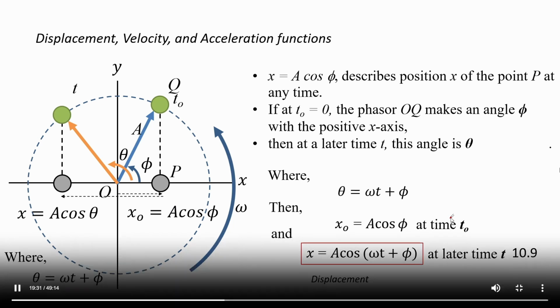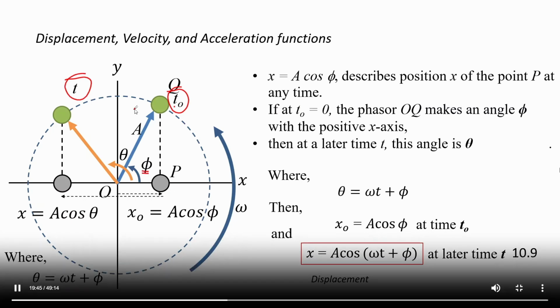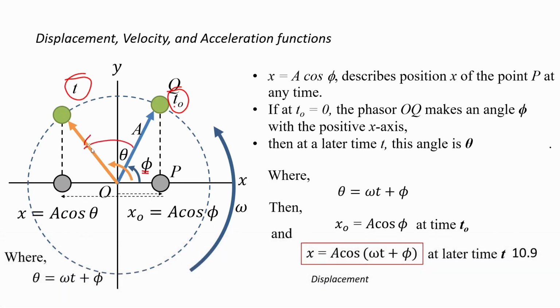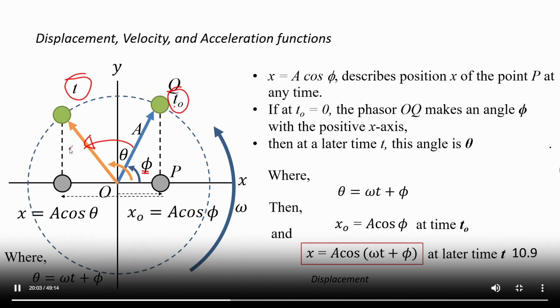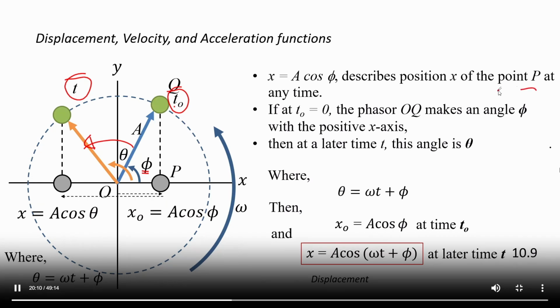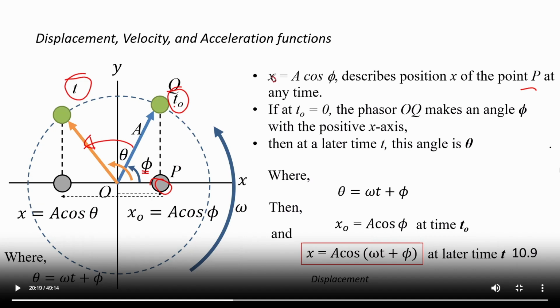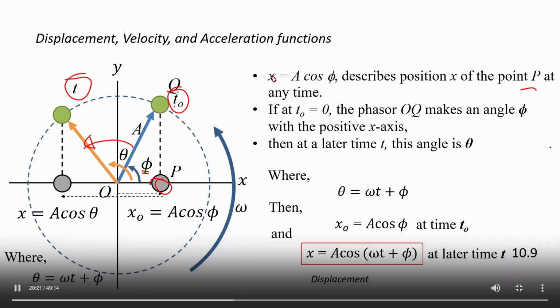Okay, in this case, the object is now moving from t naught to t. At t naught, you have the angle given as phi, and as it moves, the angle increases to some angle here. So the angle with respect to the x-axis is theta, but we know this one is given as phi plus this change in angle. So x is equal to a cosine phi describes the position at the point p. So at the point p, that is x there. Technically, this is x naught. At any time, p at any time. Not really. It's just p at this time.